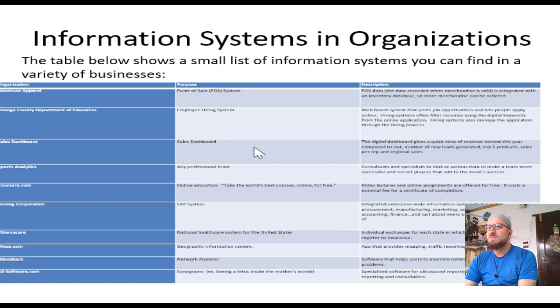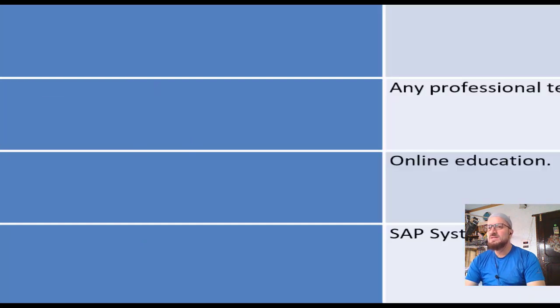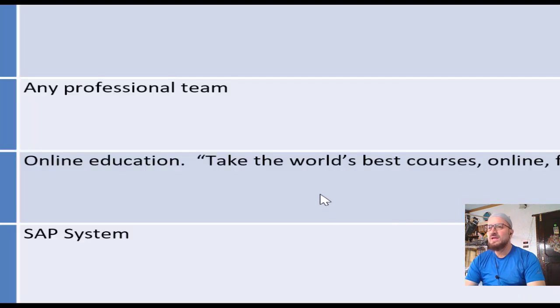So there are many information systems in organizations. Let's zoom in. If you see sports analytics, Coursera.com, and Boeing Corporation. Let me talk about Coursera. Coursera provides courses with an off-campus mechanism. That means you do not need to do degrees and go to a campus. Rather, you can do all online courses. So it provides you with online education.